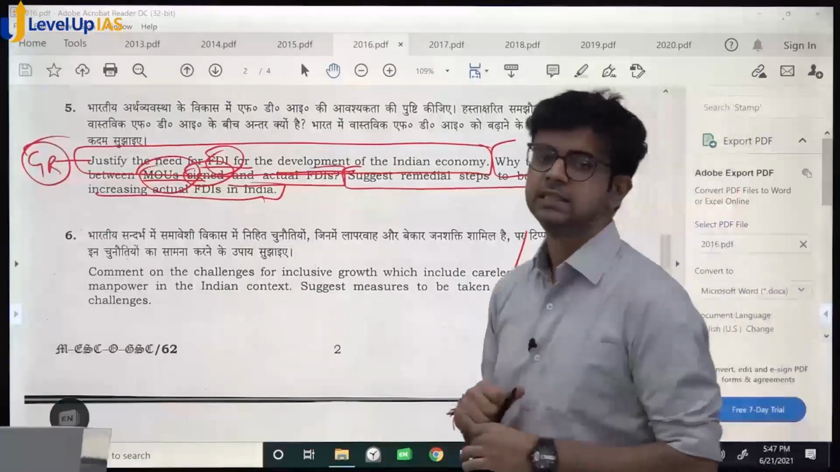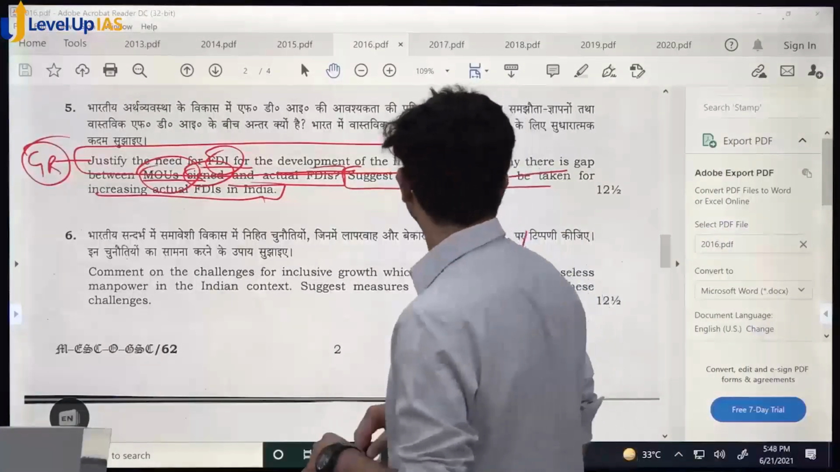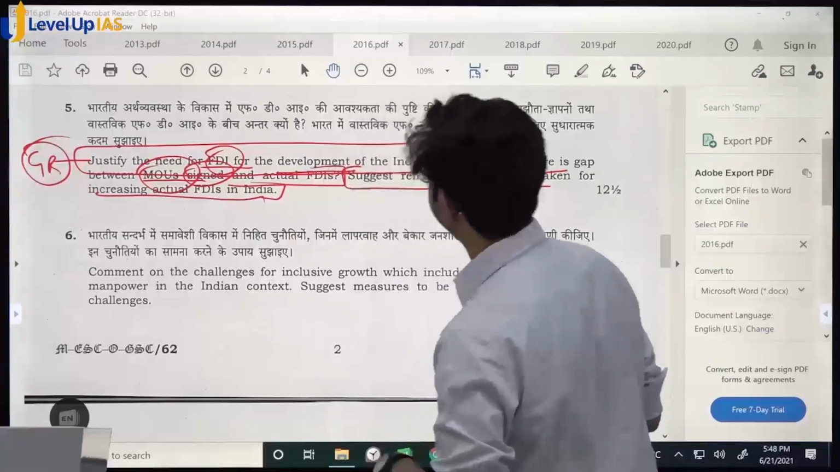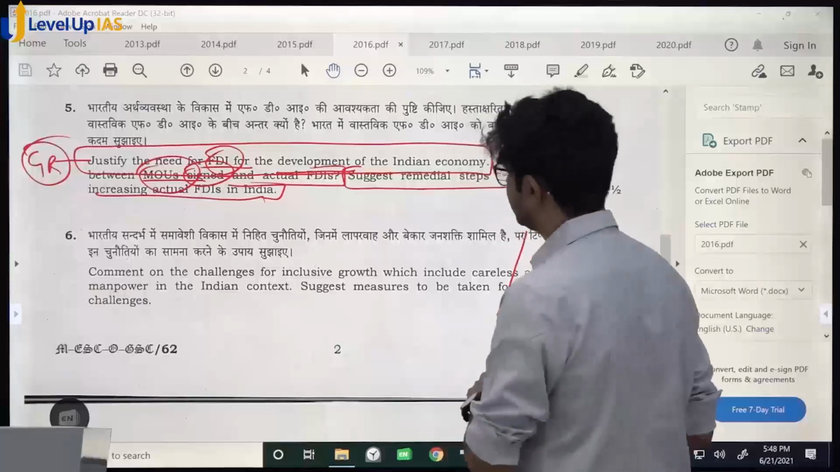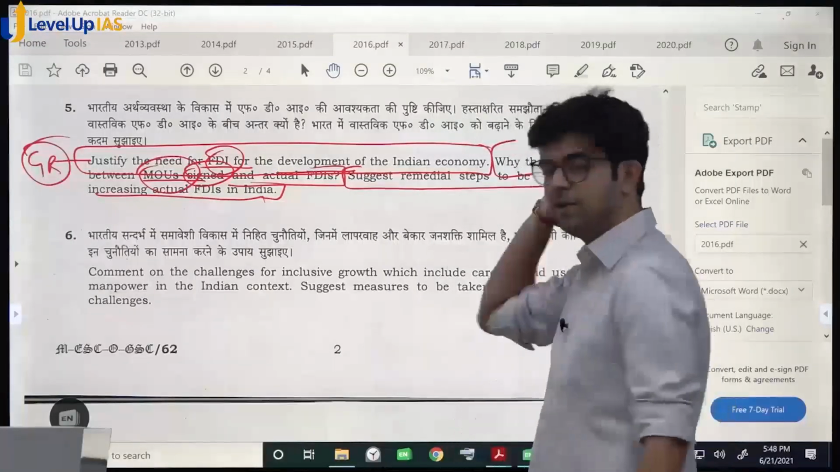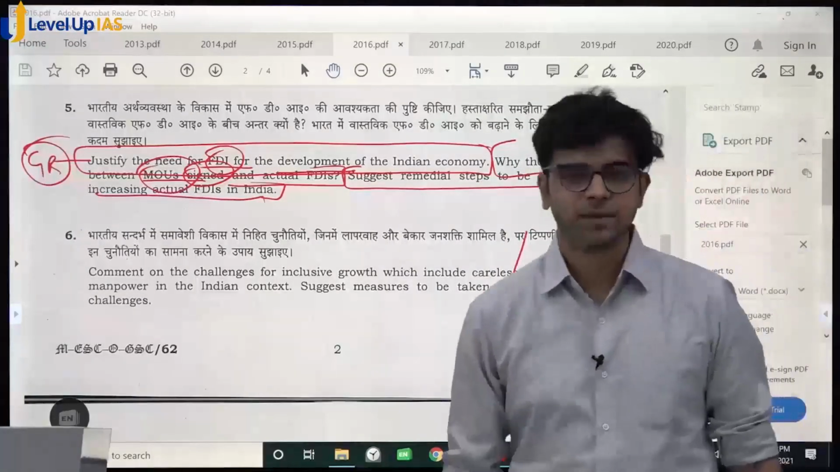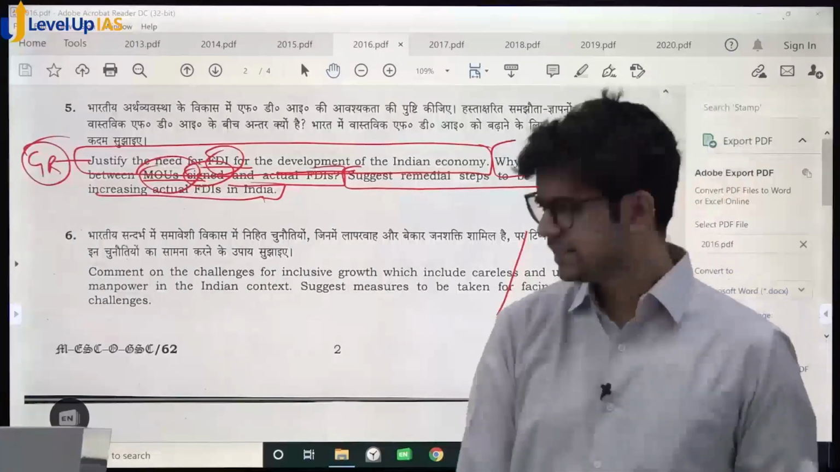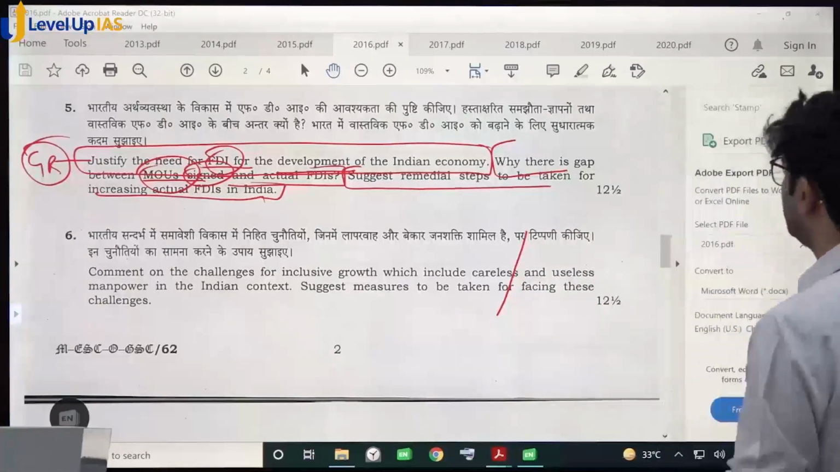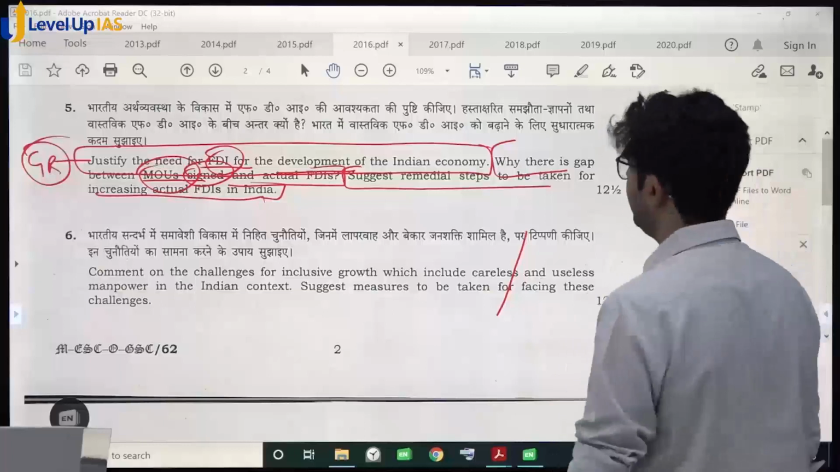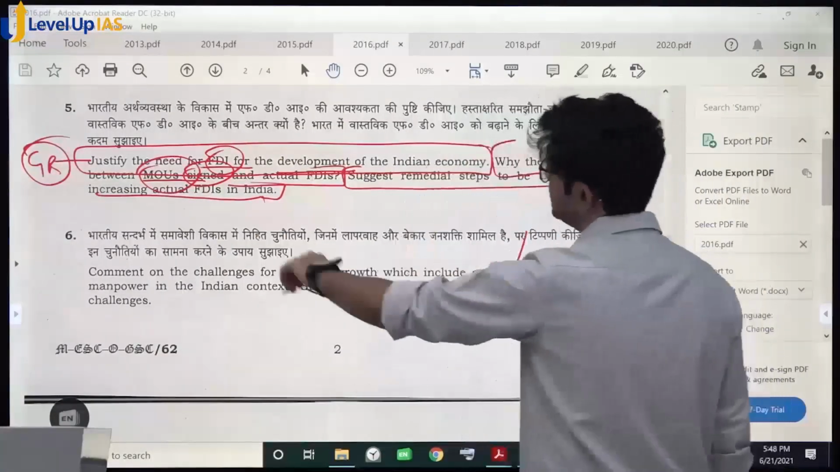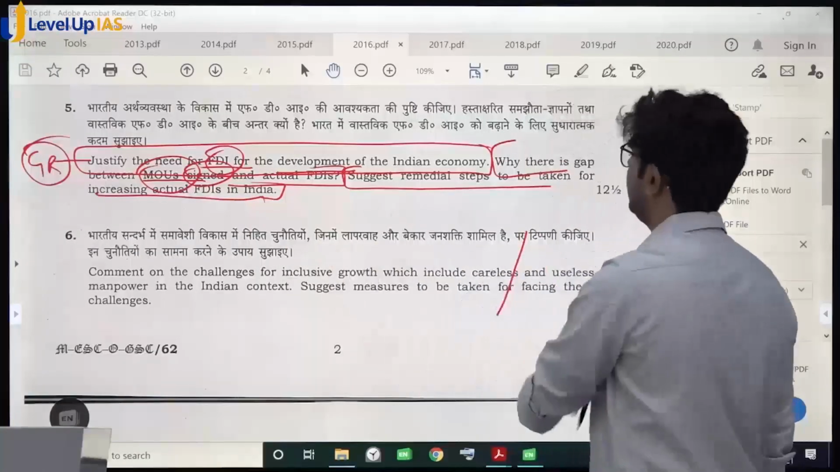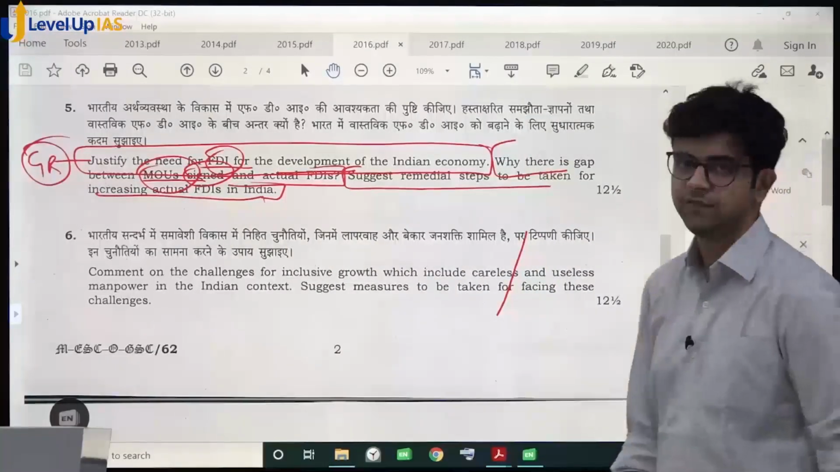Right? Cool. Why there is a gap between MOUs signed and actual FDIs? Suggest remedial steps to be taken for increasing actual FDIs in India. Now tell me which part will have the highest marks out of 3. Is there any other part? I don't think so. There is no other part. Which part will have the highest marks? Justify the need, give reasons is the first part. Why there is a gap in the second part. And suggest remedial steps to be taken for increasing actual FDIs in India.